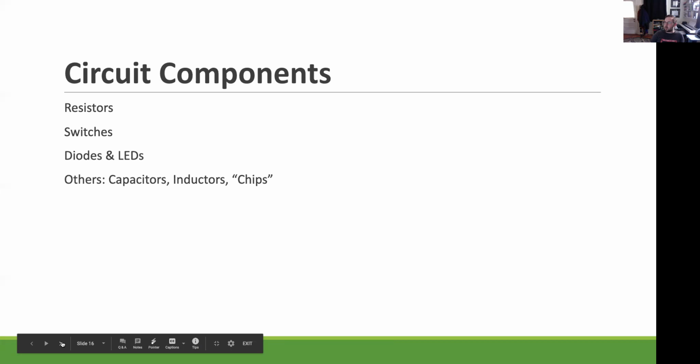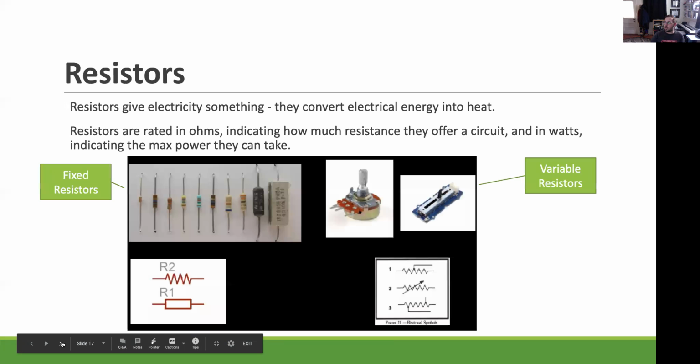We don't need to go too much into those. Those are just different parts of electricity. Capacitors can store up some electricity. The chips it talks about are like circuit boards, where you can essentially solder all these connections together so you have them all ready to go.